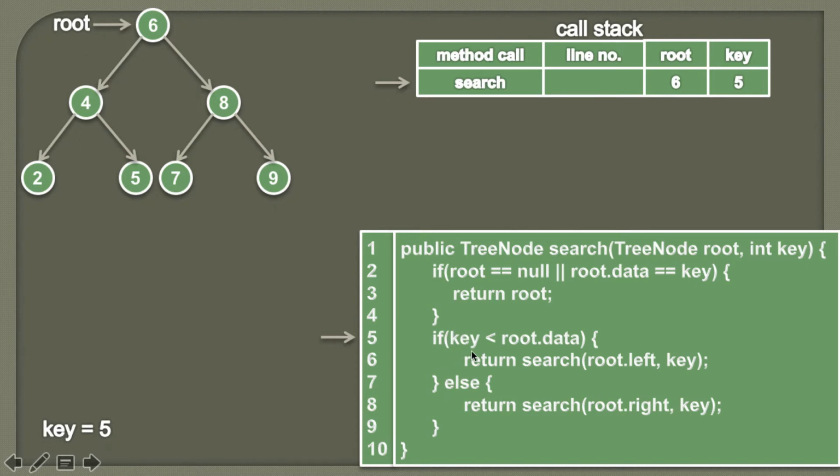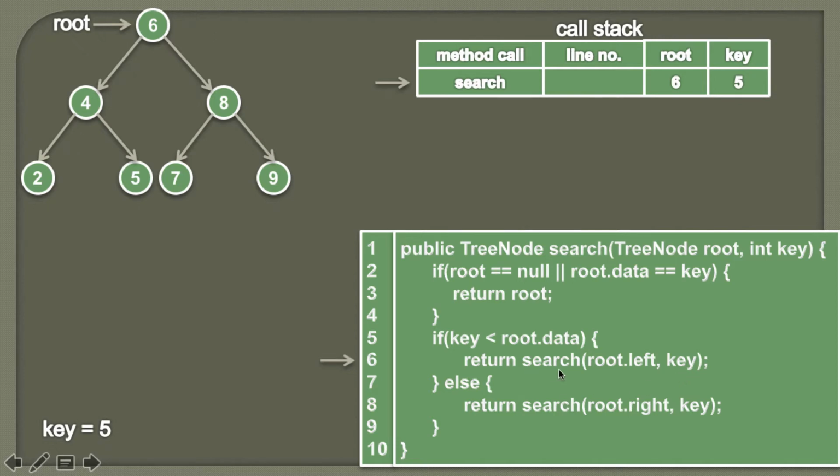So here in the if block we are simply checking whether the value of key is less than root.data or not. So here you can see root.data is nothing but value 6 and the key which we are searching is 5. So by the binary search tree property, we know that 5 must be lying somewhere in the left subtree of node 6. So here the condition in the if block comes out to be true. Therefore we are calling the search method again by passing root.left and the key which we want to search.